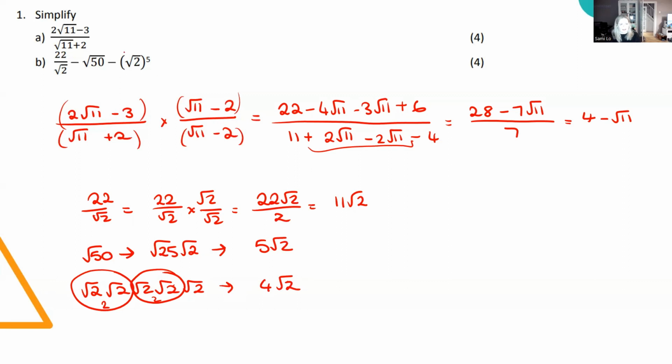Now check back at the question. We're taking away and we're also taking away. So 11 root 2, take away 5 root 2, take away 4 root 2, and that is going to give us 2 root 2 as a final answer. So well done if you managed to get them. Again, check it on the calculator just in case you're unsure.